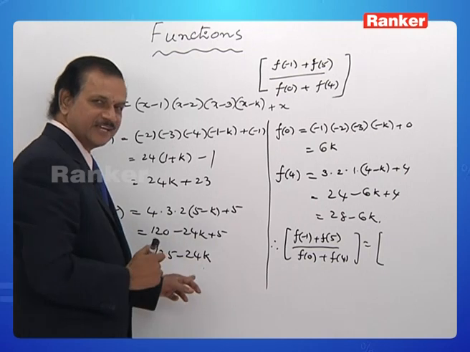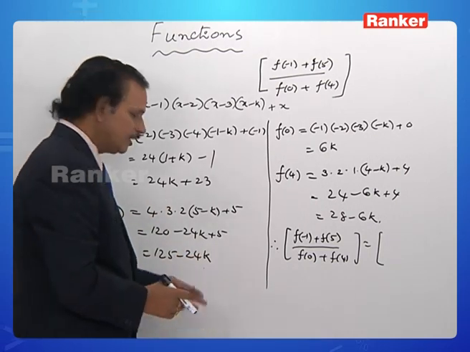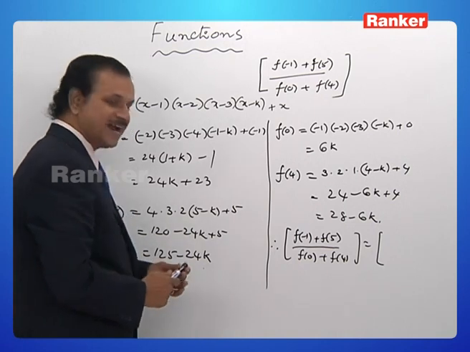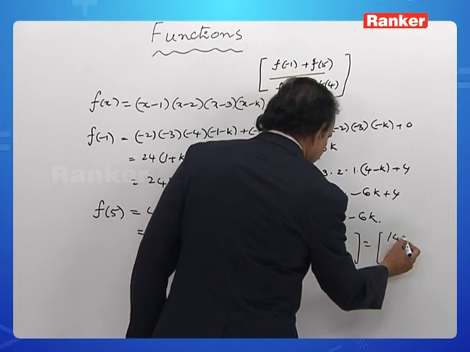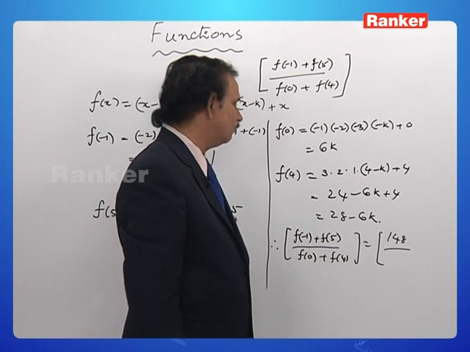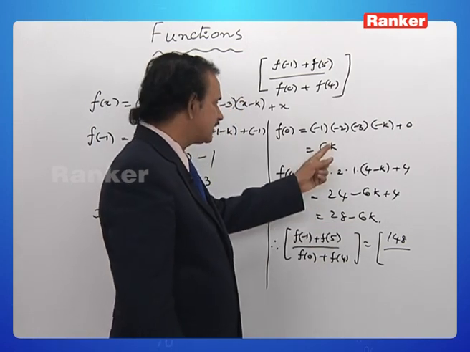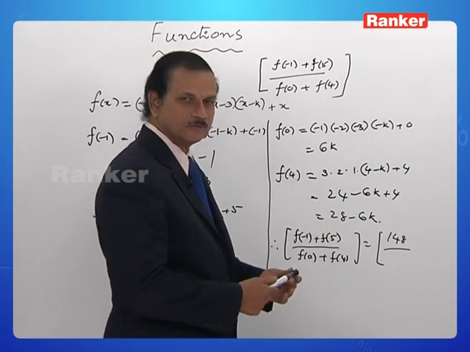The beautiful thing here we observe is plus 24k and minus 24k will go away. 125 plus 23, what is that? 148. By, what is f of 0 plus f of 4? Add these two. Plus 6k and minus 6k will go away, leaving you 28.